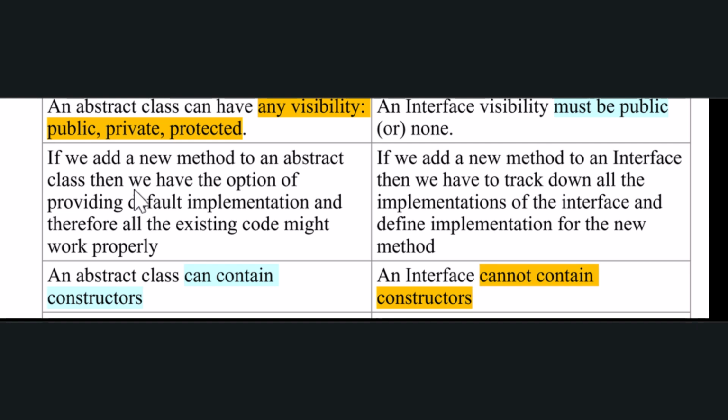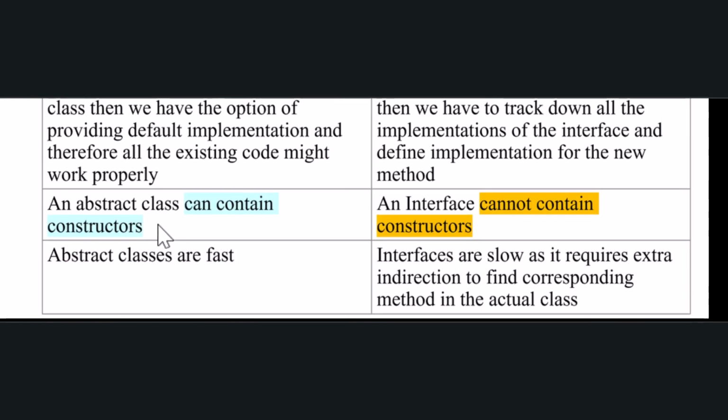Next, if we add a new method to an abstract class, then we have the option of providing the default implementation, and therefore all existing code might work properly. As default code will already be there, you need not go back and implement or extend it again. Whereas with an interface, if we add a new method, then we have to track down all the implementations of the interface and define an implementation for that new method. You have to make sure that whatever method is newly added, we implement it. Next, an abstract class can contain constructors, whereas an interface cannot contain constructors.